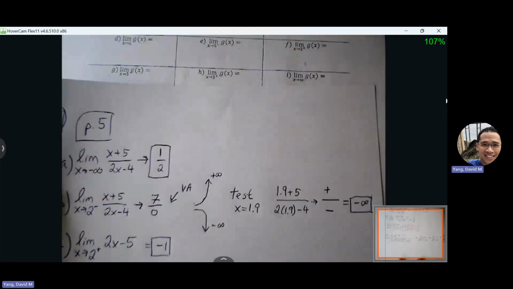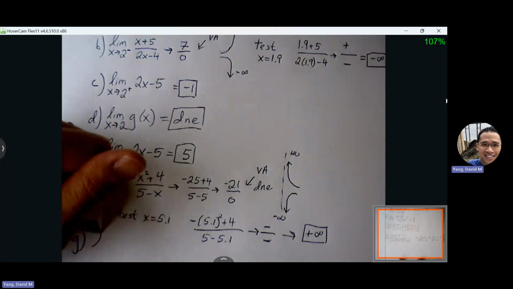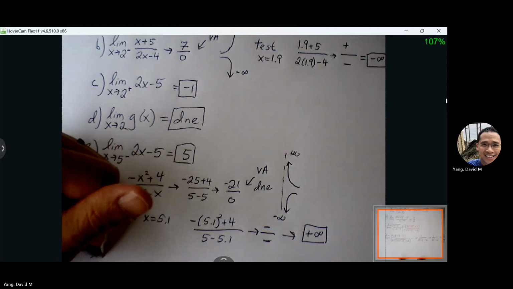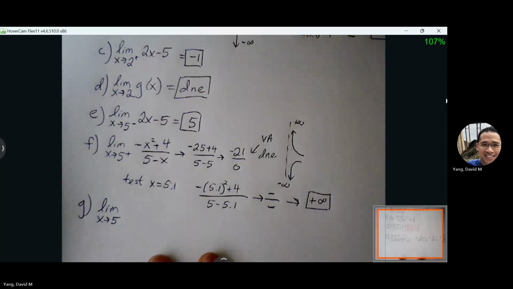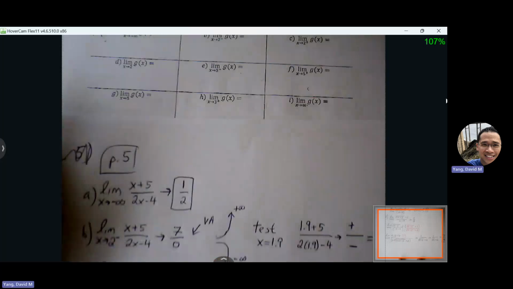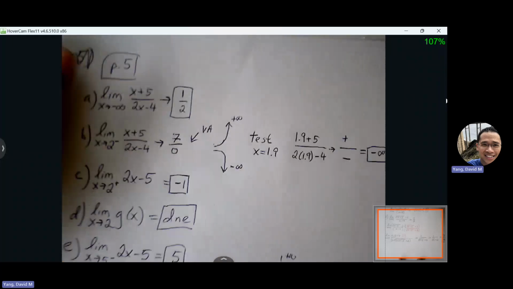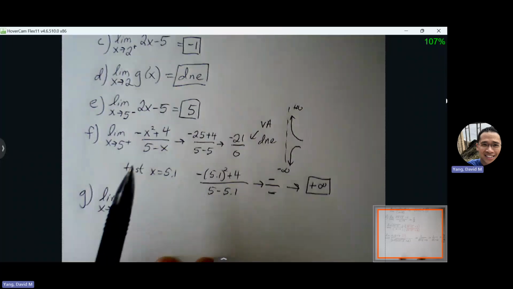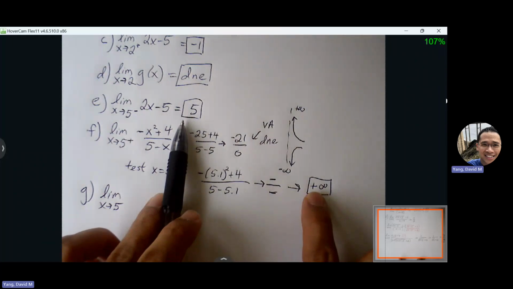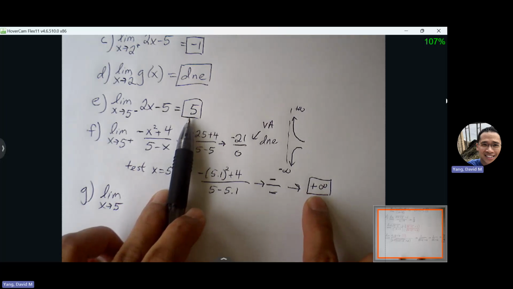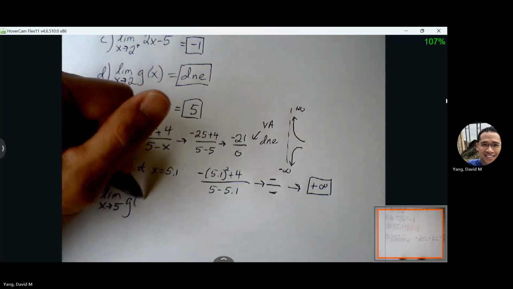So, part G, limit as x approaches 5. Good. We're not getting distracted by the ordered pair. The ordered pair has no say in the limit. We want to look at from the left and from the right because we have 2 different graphs, and both graphs are not headed towards the same y value.